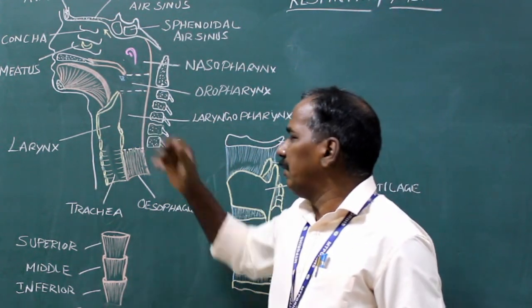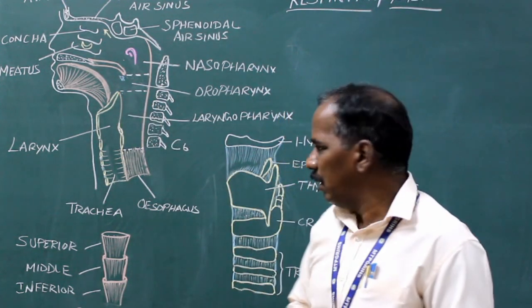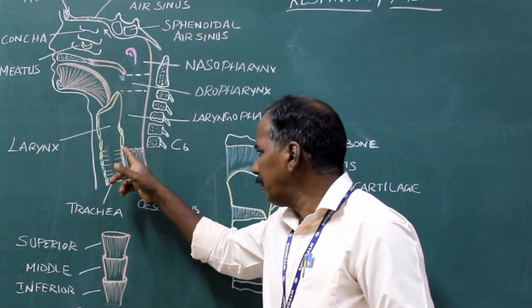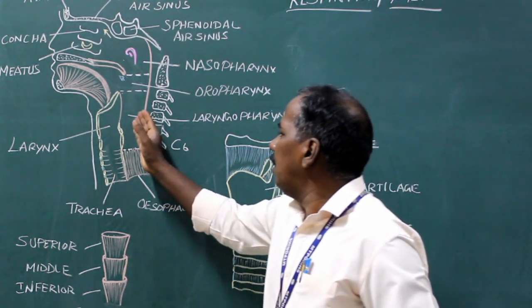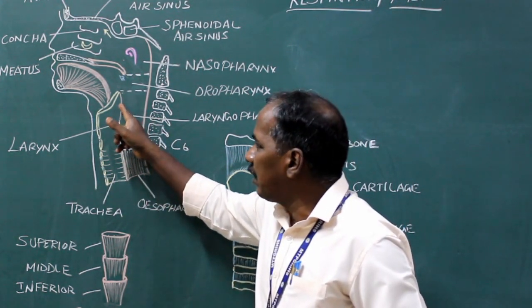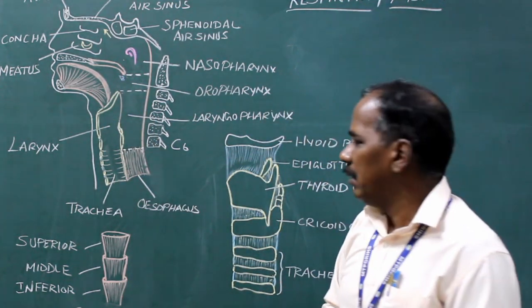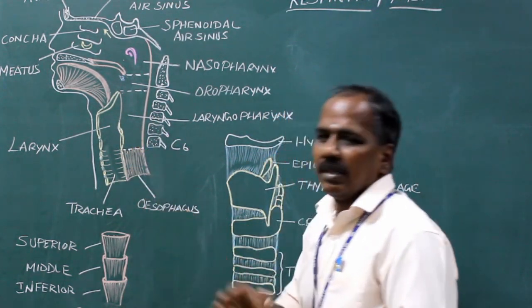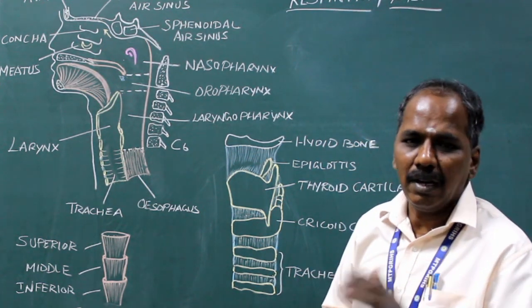Laryngopharynx. It extends from the upper end of the epiglottis to the lower border of C6 vertebra or the lower border of cricoid cartilage. Anteriorly, this is the inlet of larynx, so it communicates with the inlet of the larynx. Below, it continues as esophagus. So these are the subdivisions of pharynx.